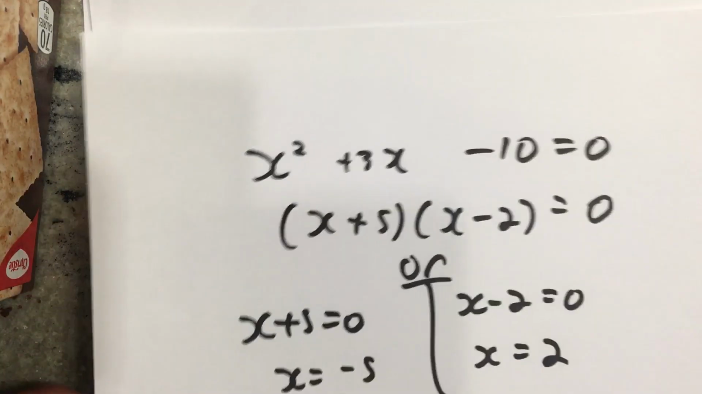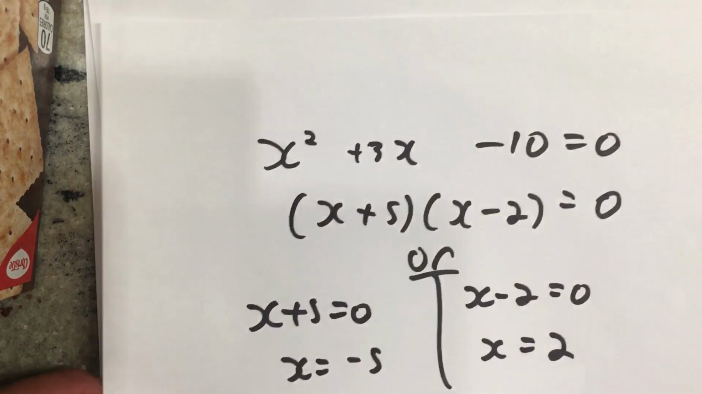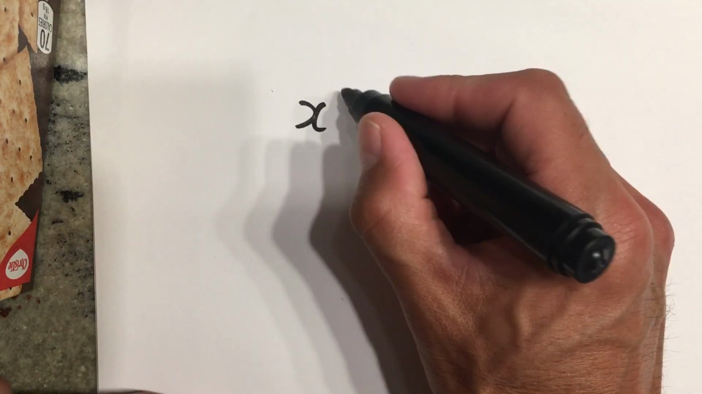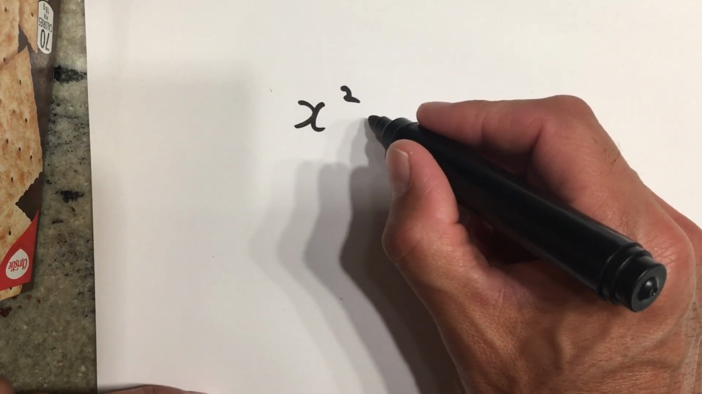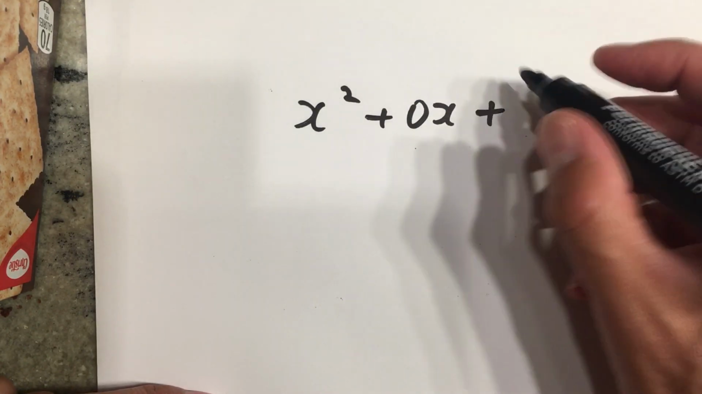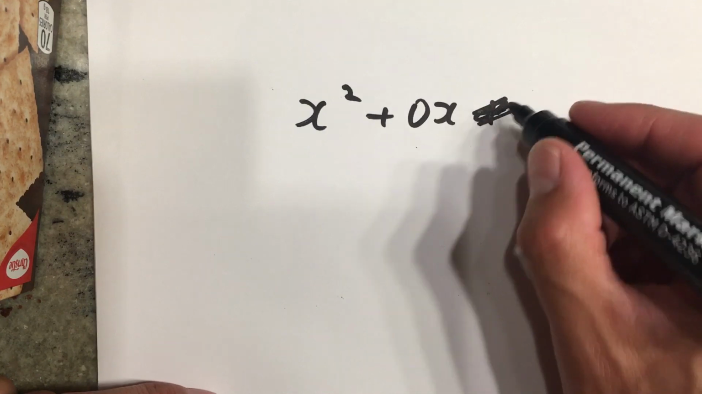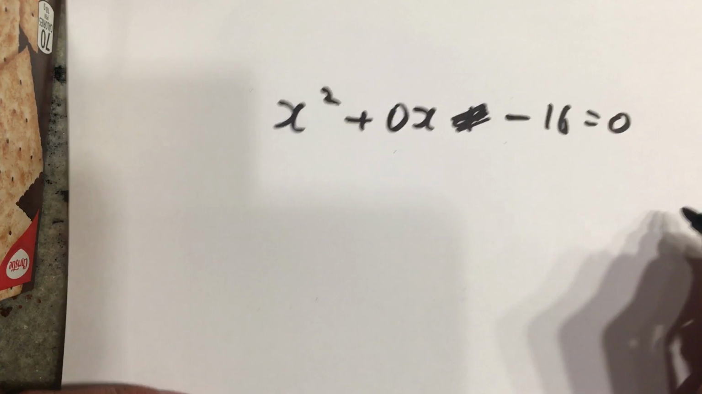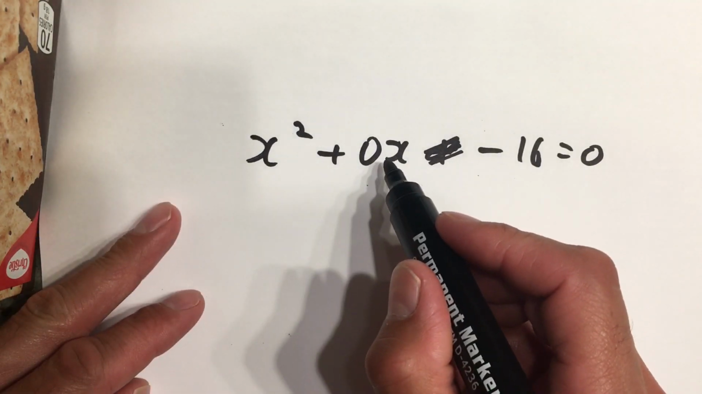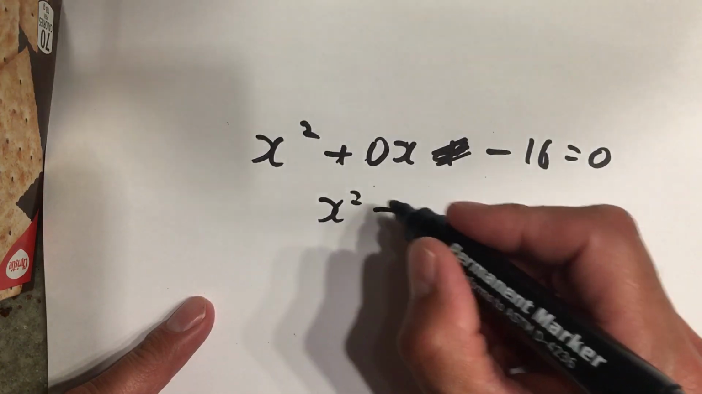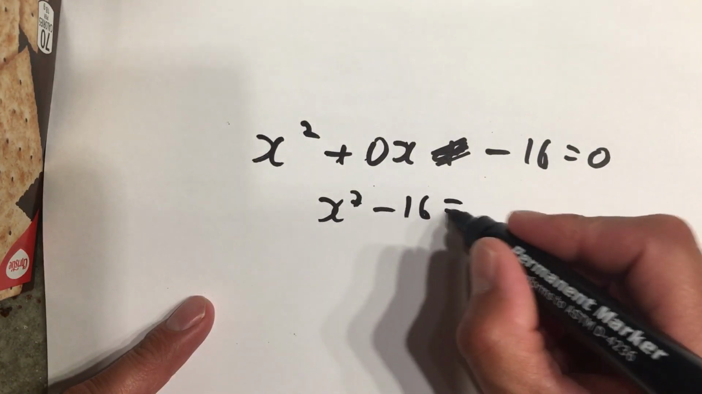Okay, a quick last one here. What do we do if either of these numbers is 0? Well, this technique will still work, but it becomes unnecessary. So let's say I have x squared plus 0x plus, well, let's make this answerable, minus 16 is equal to 0. So if I had a 0 here, I just simply erase it. So we have x squared minus 16 is equal to 0.